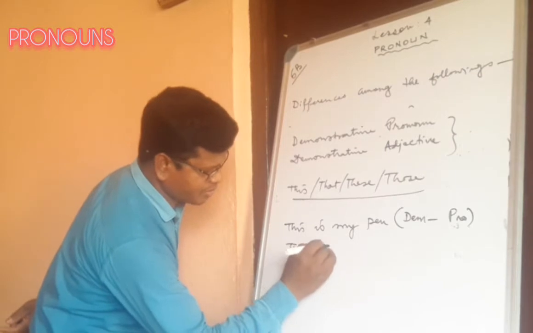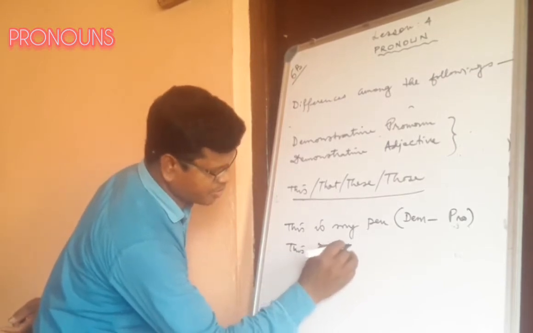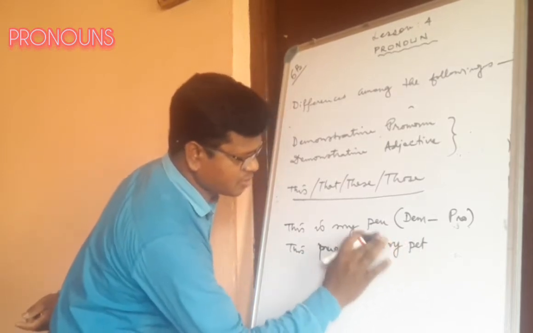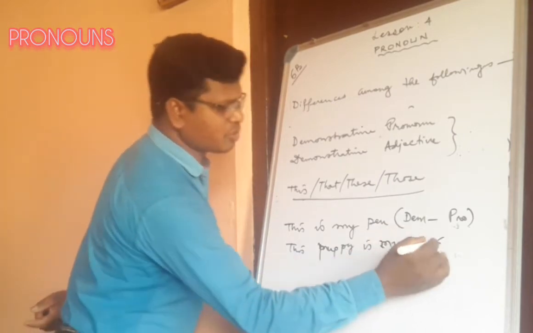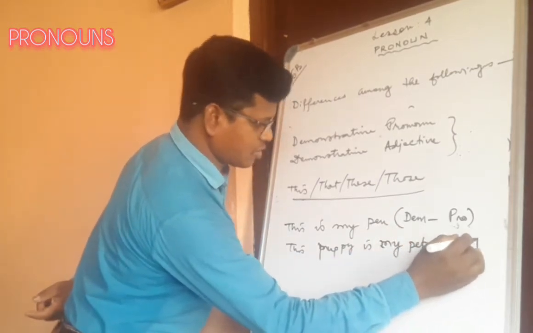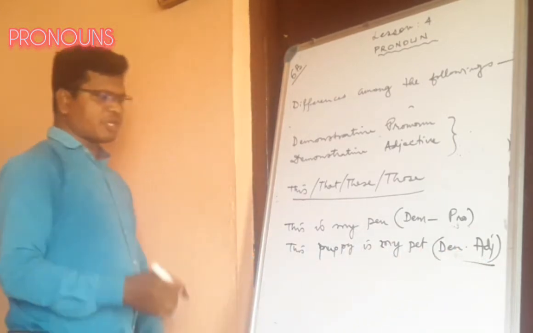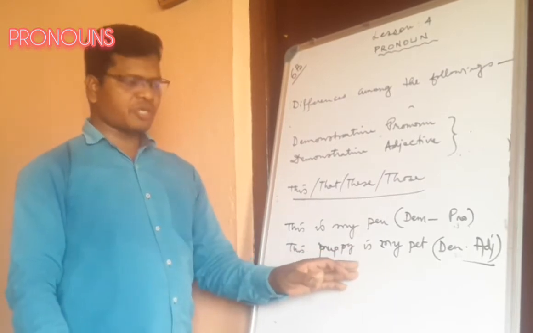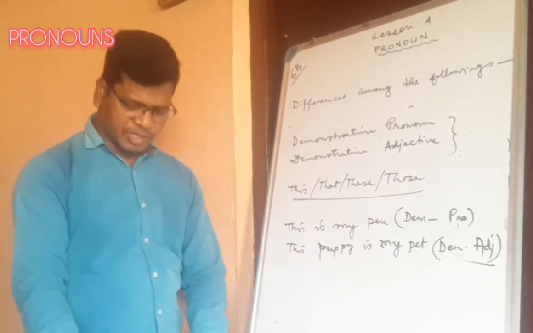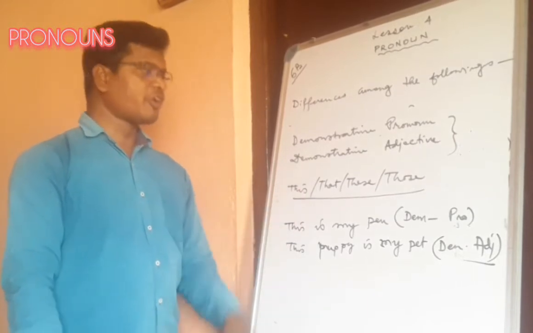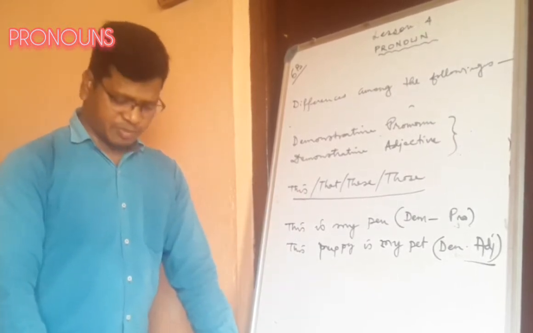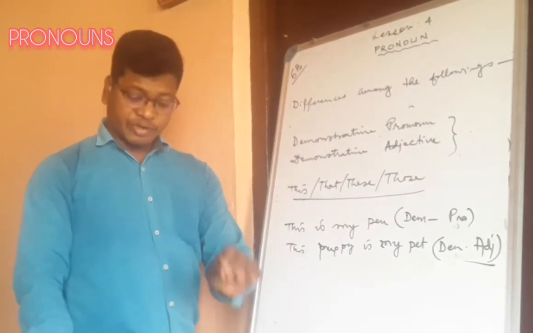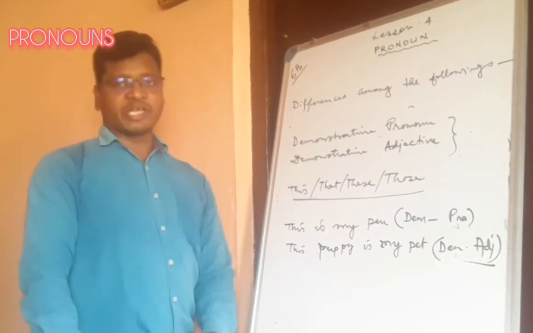This puppy is my pet. So this is an example of a demonstrative adjective. As I've already told you, to find out the demonstrative adjective, there is only one thing which we have seen in the case of interrogative adjectives. So here also we have to see whether the words which I have written are followed by a noun they qualify or not.